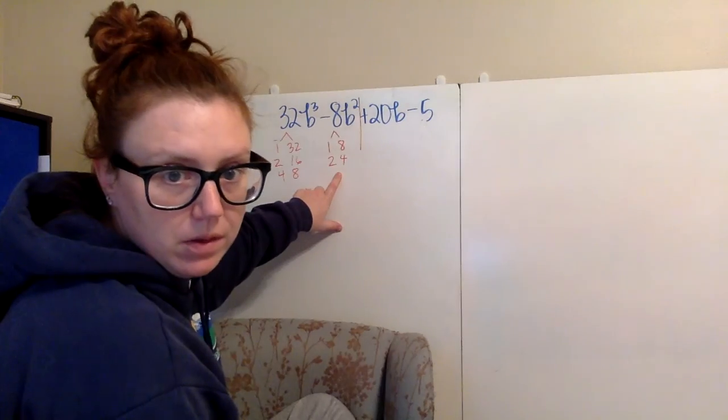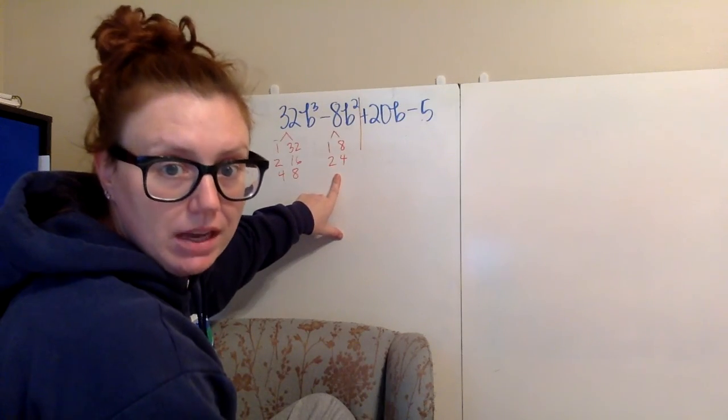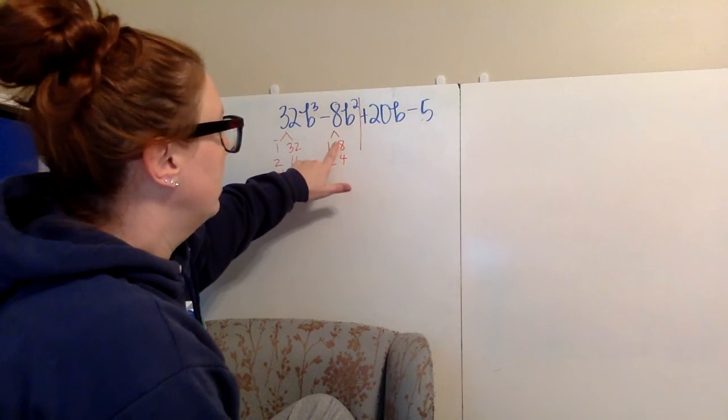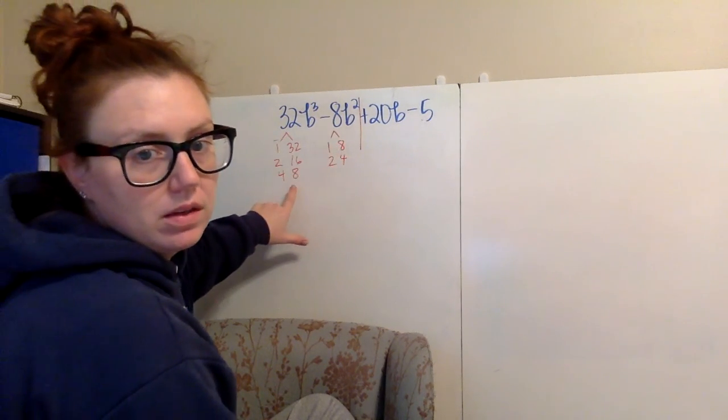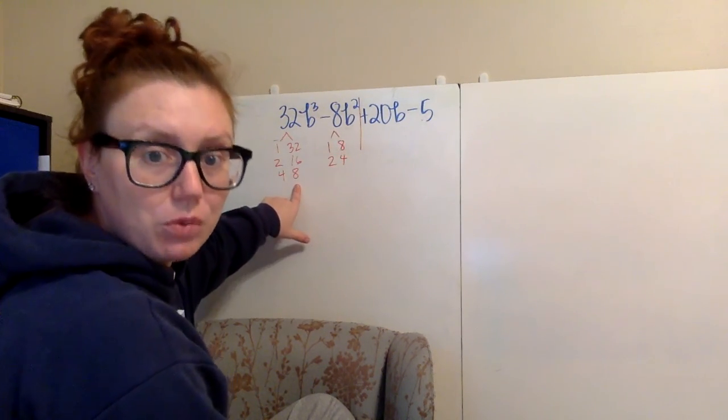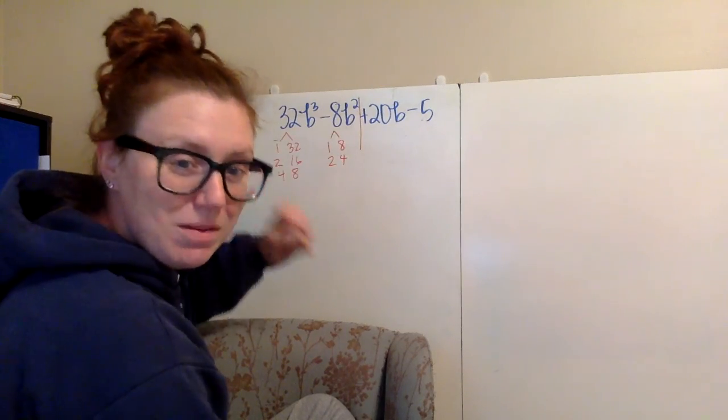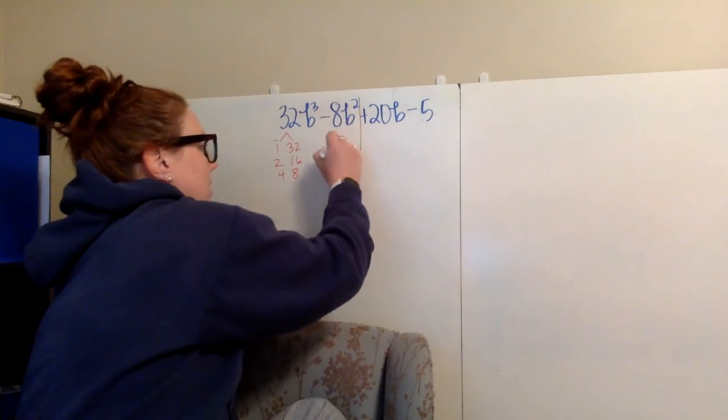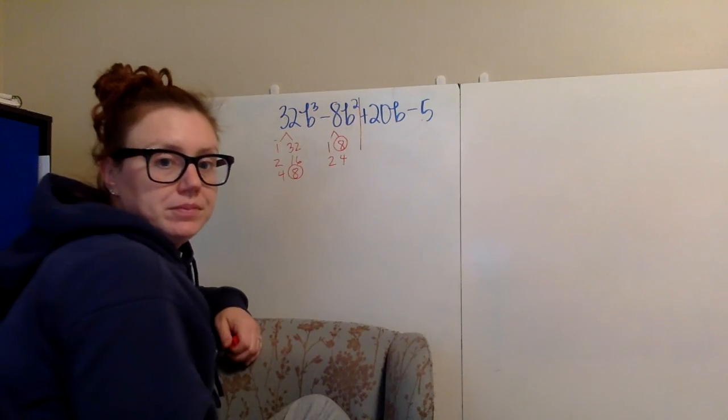So I'm looking to see the biggest number that they share, right? Always start with the smaller one because it's going to help you narrow it down faster. 8 can be divided by 8 and 32 can be divided by 8. So the greatest common factor, the greatest number it can be divided by, is 8.